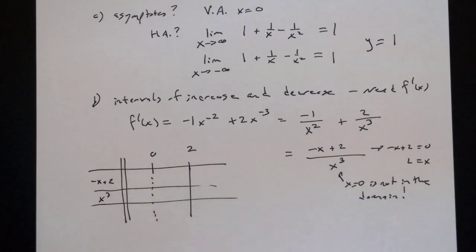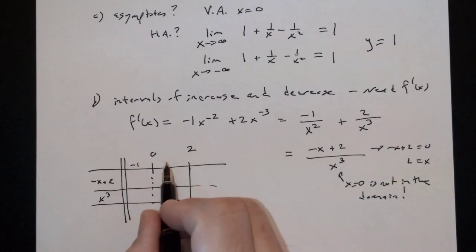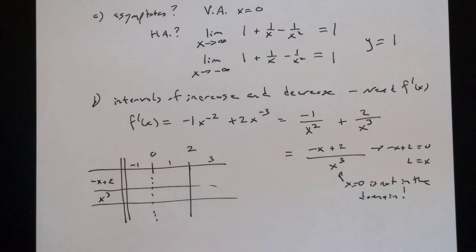I pick a number in each section, and I plug it in and go to town. What do we get for signs in each of these 6 boxes? Then I multiply downward to tell me what the overall sign of f prime is.